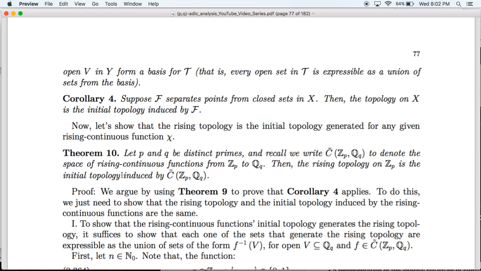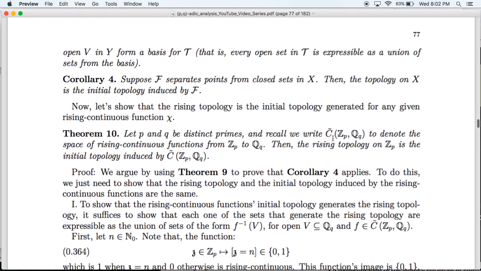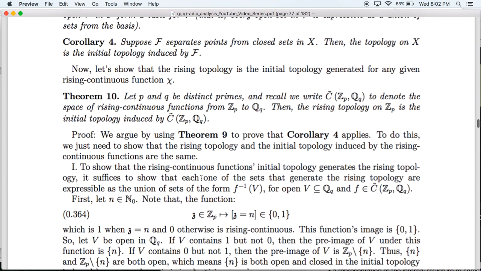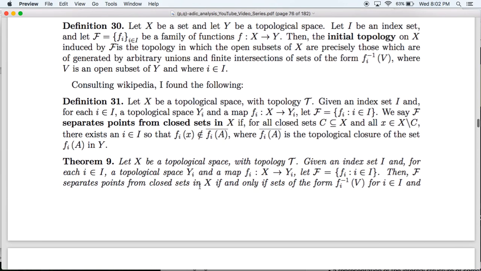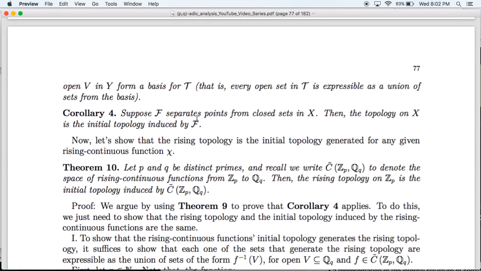Also, let p and q be distinct primes, and recall we write C-twiddle(Z_p, Q_q) to denote the space of rising continuous functions from Z_p to Q_q. Then the rising continuous topology on Z_p is the same thing as the initial topology induced by the rising continuous functions. So we're going to argue using Theorem 9 to prove that Corollary 4 applies.